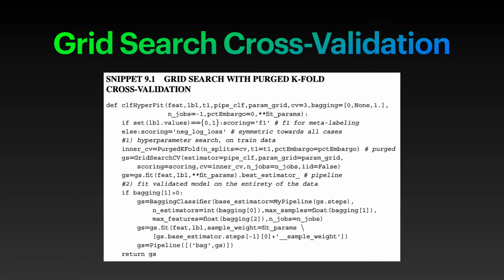If we take a look at snippet 9.1, the function clf_hyper_fit implements a purged grid search CV. The argument fit_params can be used to pass sample weights, and the param_grid holds the combination of values that we want to try. Also, this function allows bootstrap aggregation of the tuned estimator, which can reduce the variance of the forecasts.